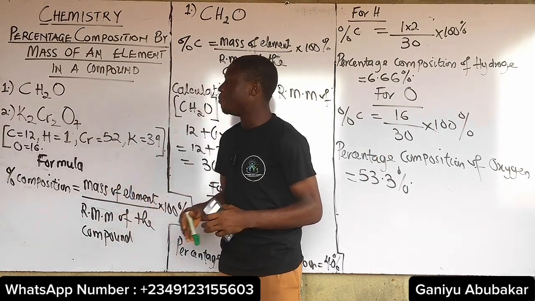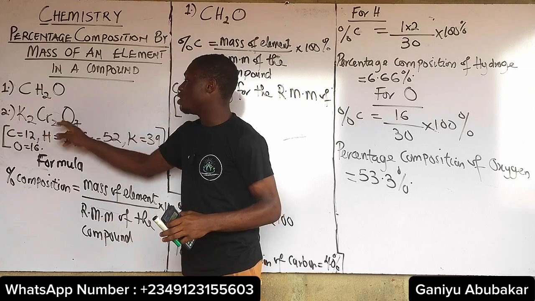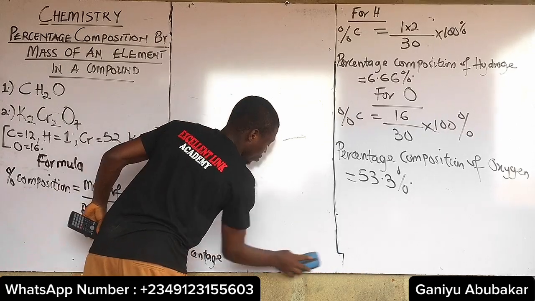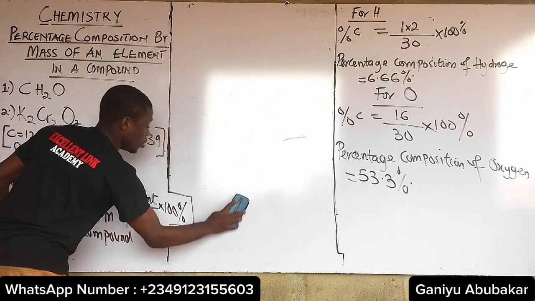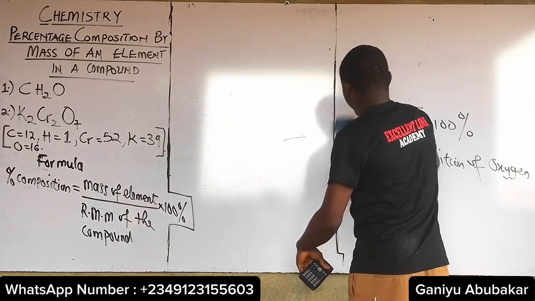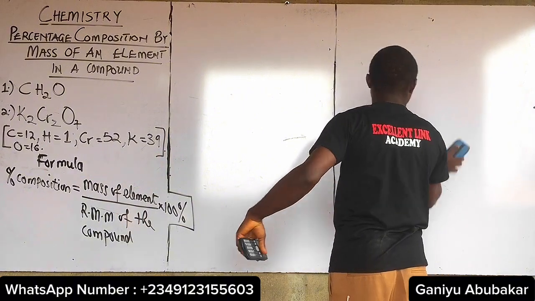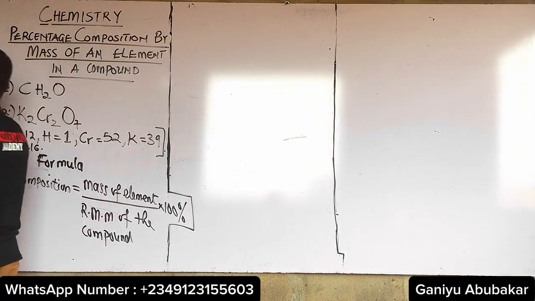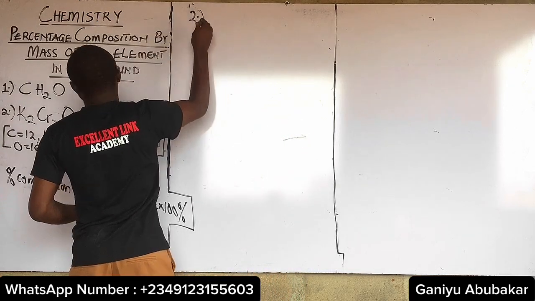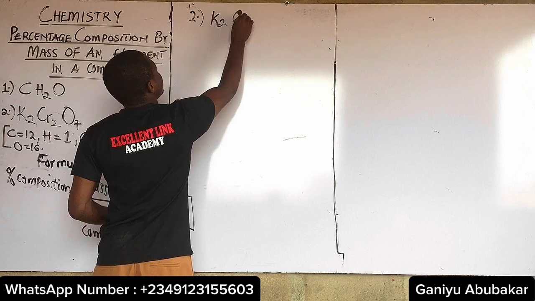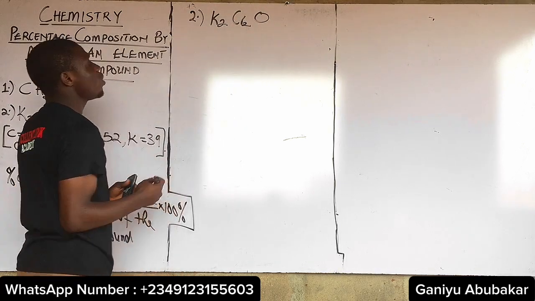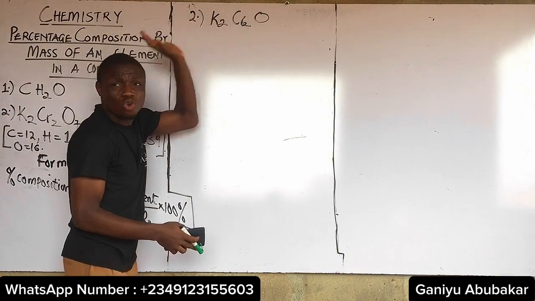Let's say we're told to calculate the percentage composition of chromium in this compound. So let's do number 2. For number 2, I'm told to calculate the percentage composition of chromium, that's Cr. I have K2Cr2O7 there. I'm told to calculate the percentage composition of chromium, just chromium alone.